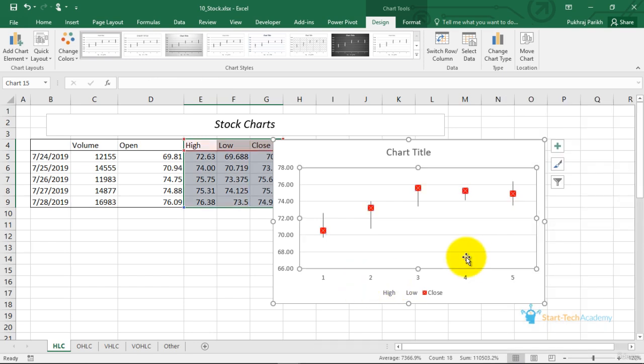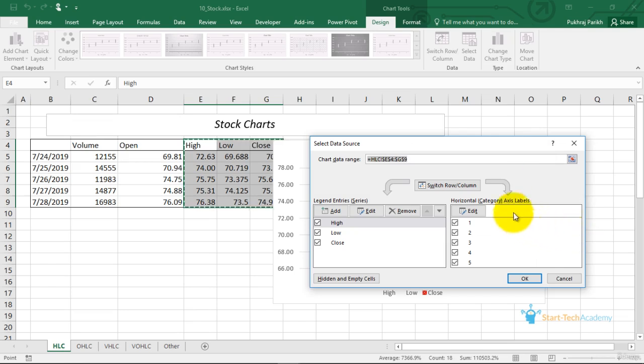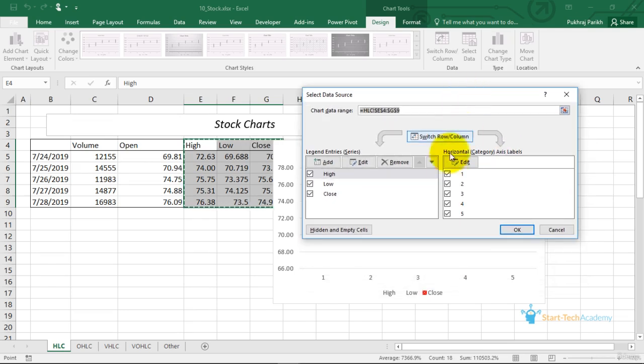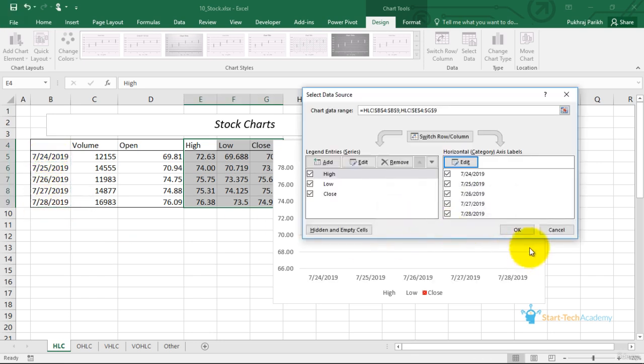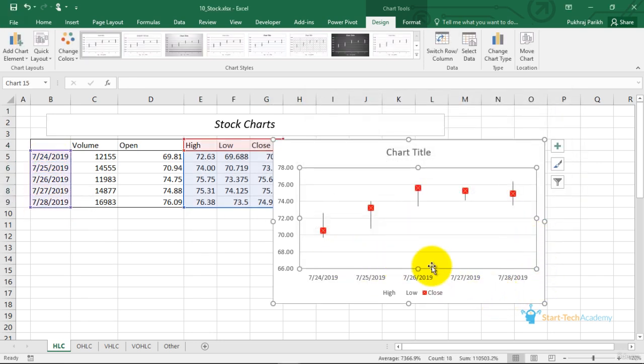Also on the horizontal axis, that is the x-axis, we have 1, 2, 3, 4, 5 written. Instead, if you want the date to be written there, you will just edit it and select the series which you want to show. So now we have the dates, and for each date we have the lowest, highest and the closing value of the stock.